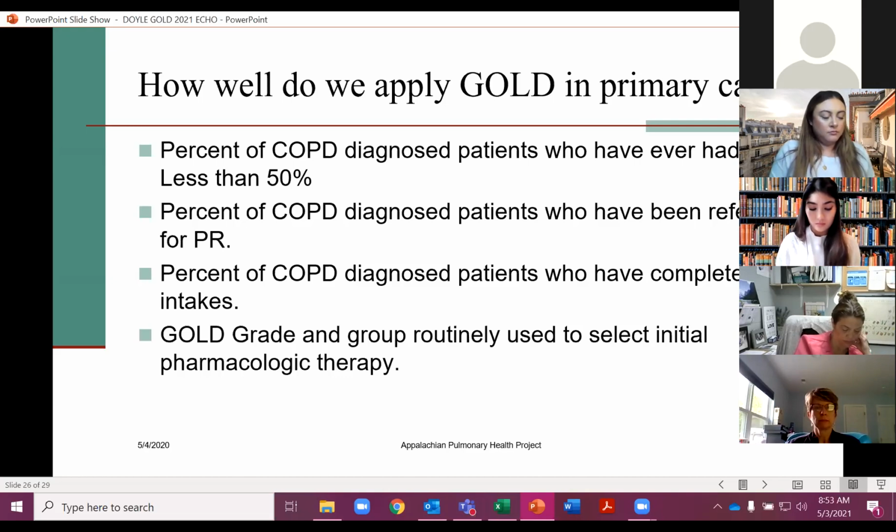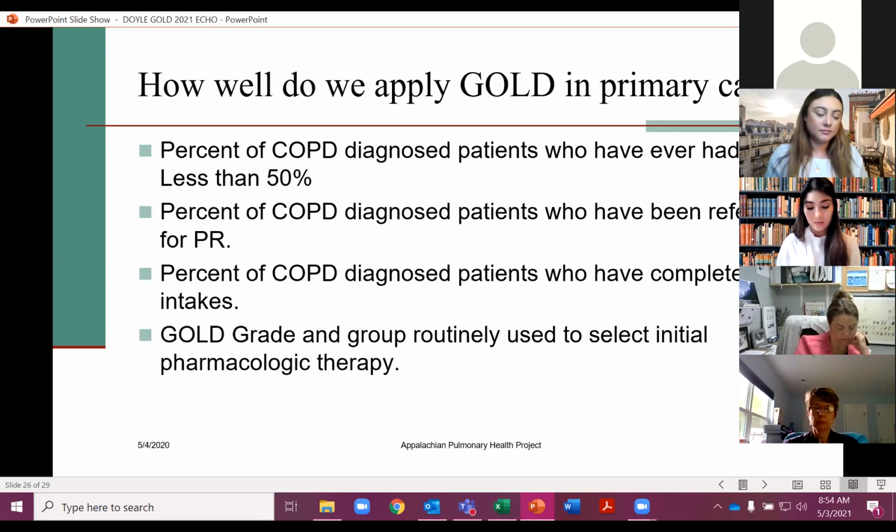So if you think about it, these would be key measures to look at to measure our progress as a network in expanding implementation of GOLD guidelines in our settings. What percent of our patients can we document have had a PFT? What percent of our COPD diagnosed patients have been referred for pulmonary rehab? Can we find in the record that they've been referred? Of the ones who've been referred, what percent complete an intake?